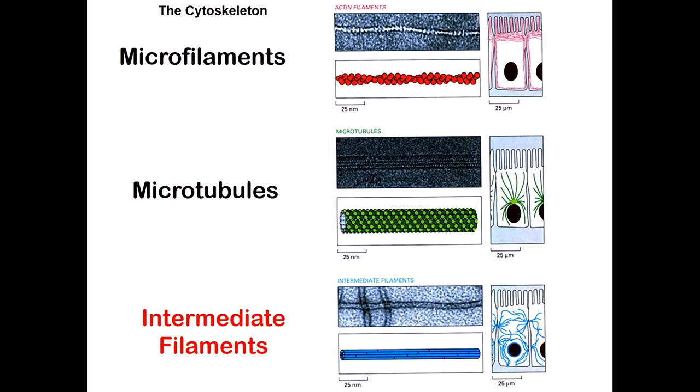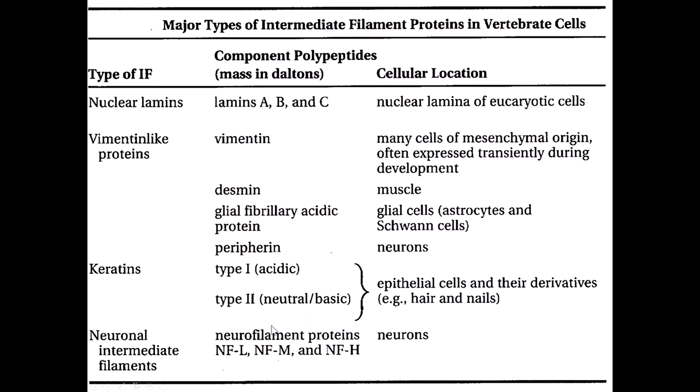Now the intermediate filaments come in a variety of flavors. We talked about the lamins. Remember that kid with progeria? The lamins, which we associate with the nucleus. We have what we call the vimentins, which are associated with stromal or mesenchymal cells. We have desmins, which are in muscle, glial fibrillary acidic protein in glial cells, also peripherin in neurons. Keratins are in epithelial cells, and neuronal intermediate filaments in different neurons. So there are several different types of intermediate filaments that we have looked at there.